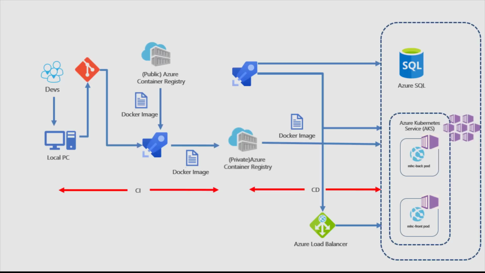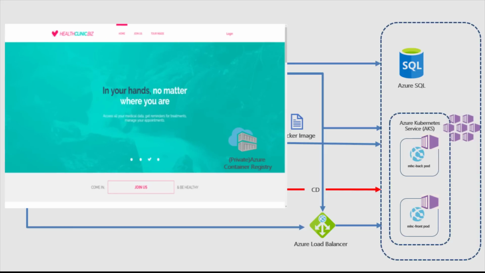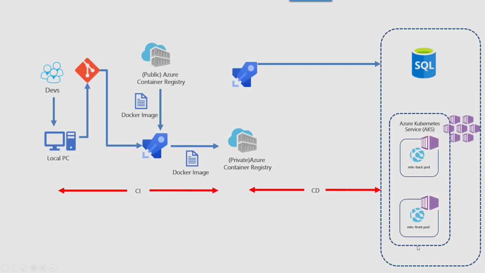And then from the command line on Cloud Shell, we will run a command to get the IP of the pods. And then we will get the IP of the front end and then access that from the browser, which will load the web application.